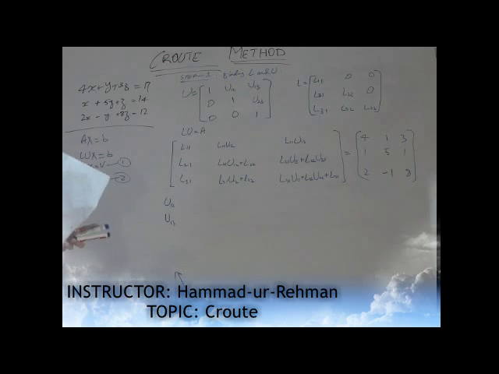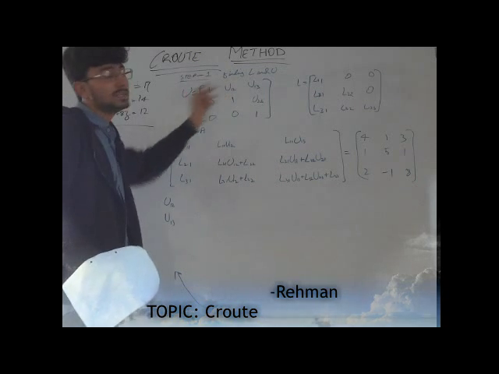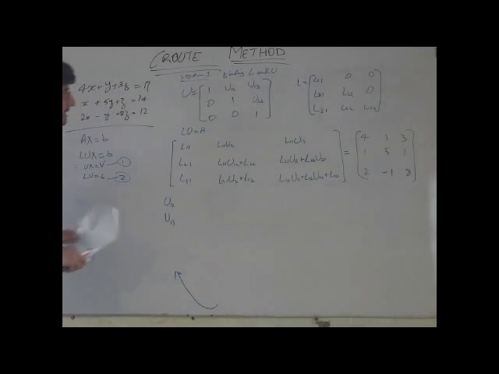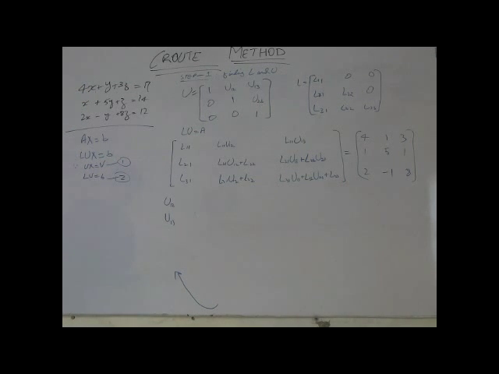The Crout method. This is similar to the Doolittle method, but the main difference is that here we have diagonal equals to 1 in the upper matrices. Now you can see that I have written almost everything on the board, because we want to emphasize concept rather than writing on the board. So just cope up with me.